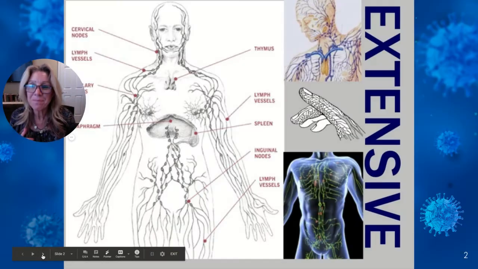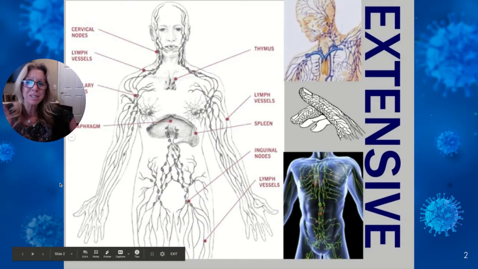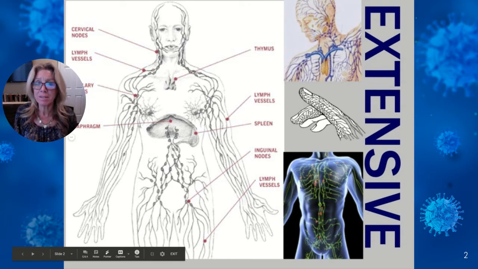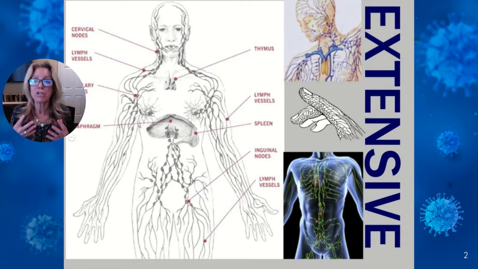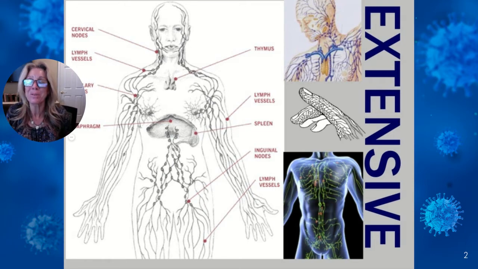The first thing I want you to see is how extensive your lymphatic system is. Remember when we talked about your circulatory system, how you have arteries and capillaries and veins? Arteries go away from your heart, veins go towards, and capillaries are where all the exchange takes place. Well, right next to every single capillary in your body, you have what are called lymph capillaries, and those lymph capillaries have a very important job.